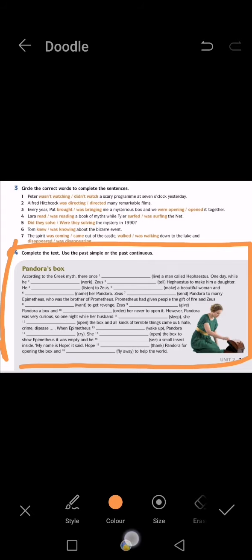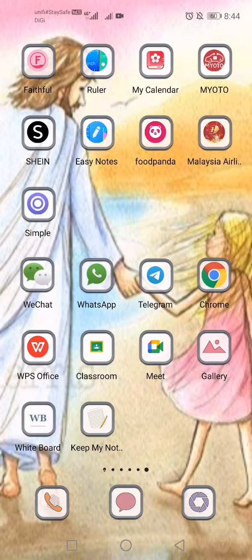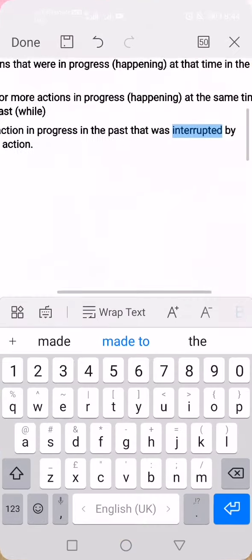So now let's go to the second part of our grammar today. The second part of our grammar is this one.